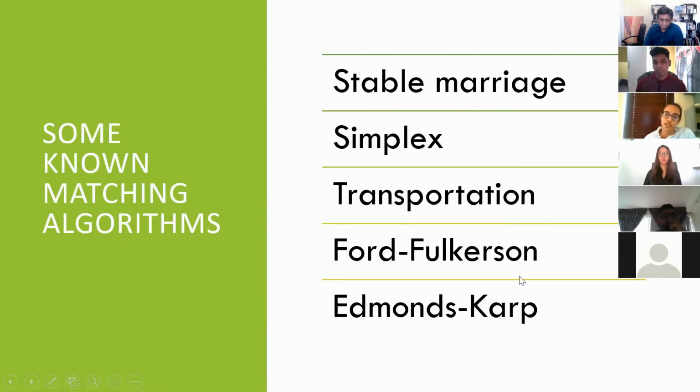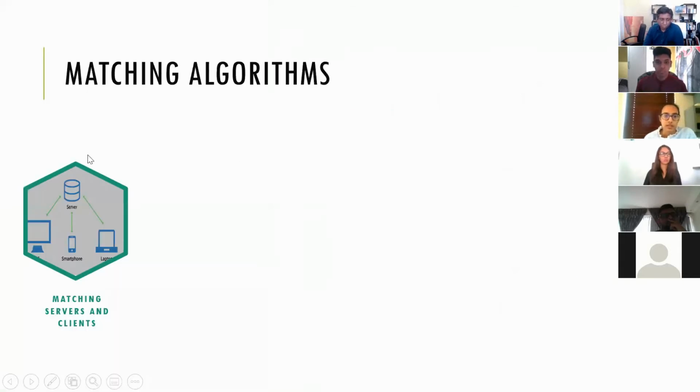And then the Ford-Fulkerson is another example, and Edmonds-Karp. So today we'll look at the stable marriage problem. Looking at matching problems in general, they're all around us, and if we look close enough, you can see them in almost everyday life.